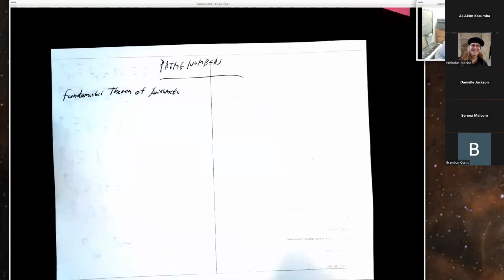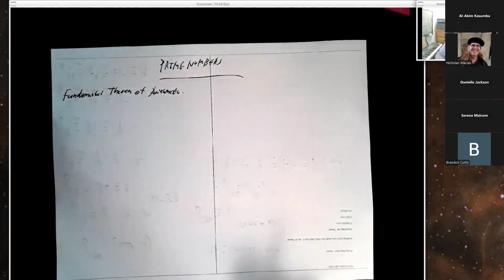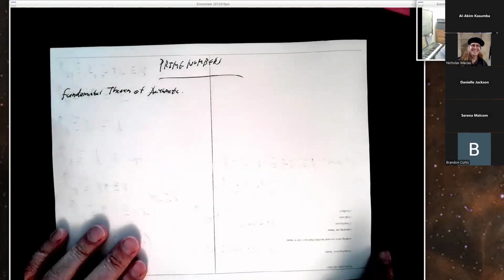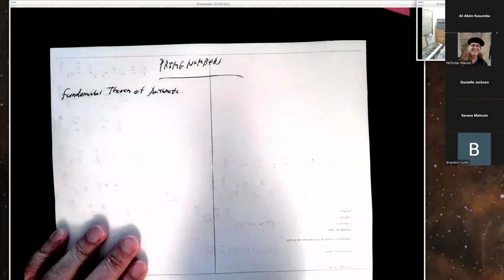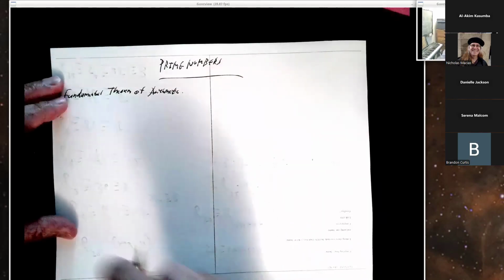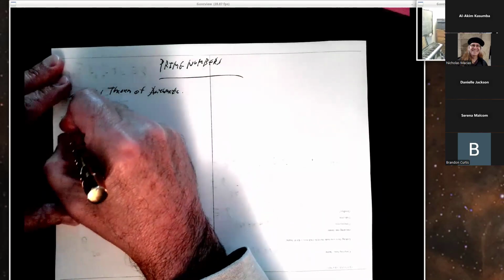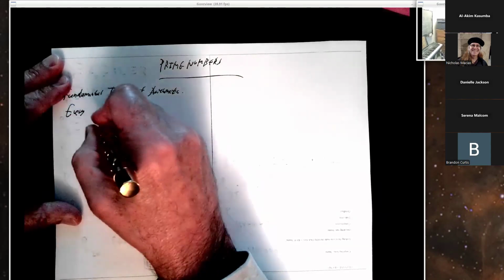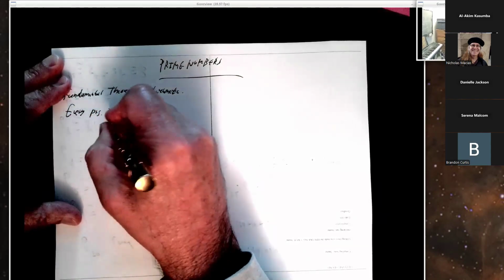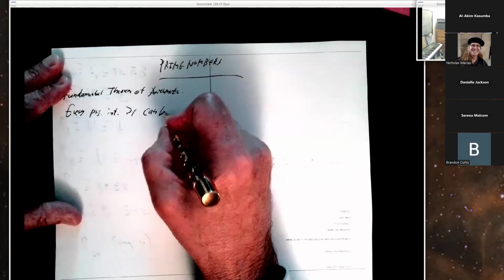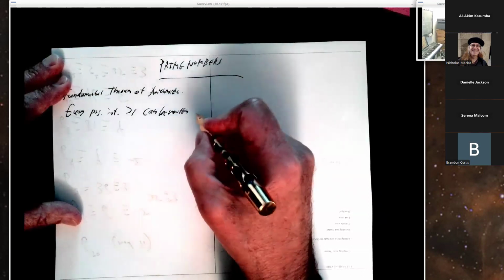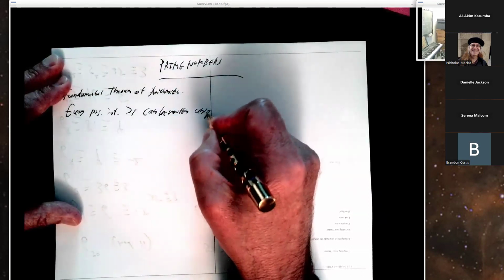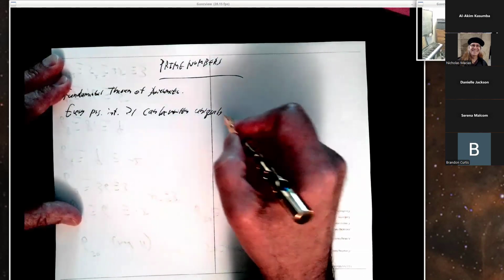So what is this fundamental theorem? It basically says that if you have a number that's not prime, you can factor it into a product of primes. So every positive integer bigger than 1 can be written uniquely as a product of primes.